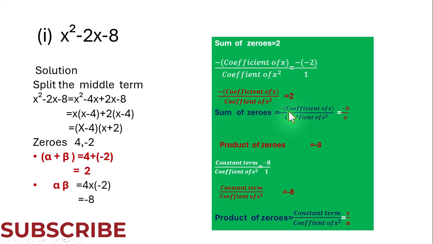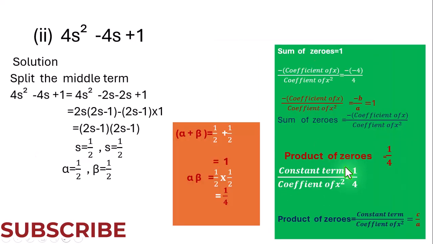Sum of zeros is equal to minus coefficient of x upon coefficient of x square. Verified. Then the product of zeros is minus 8. Constant term minus 8 upon coefficient of x square 1. Here also constant term upon coefficient of x square is equal to minus 8. So the product of zeros is equal to constant term upon coefficient of x square. Here the relationship is verified. Second question, 4x square minus 4x plus 1. Solution: split the middle term.